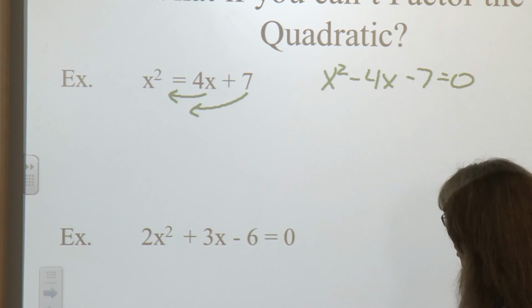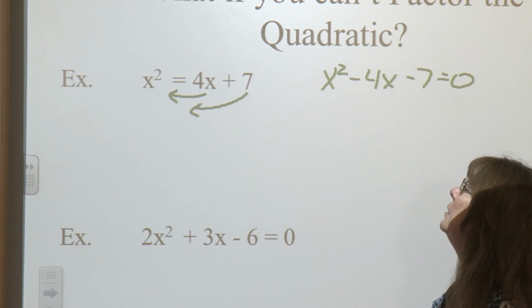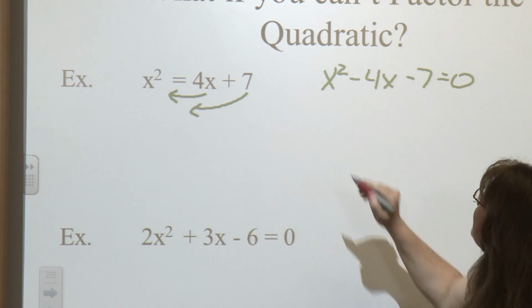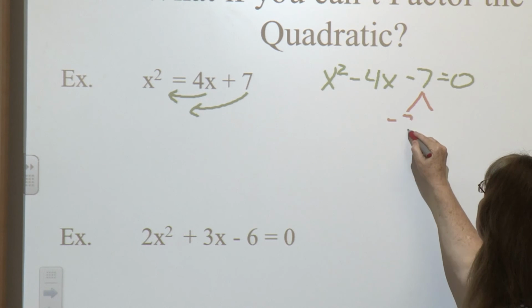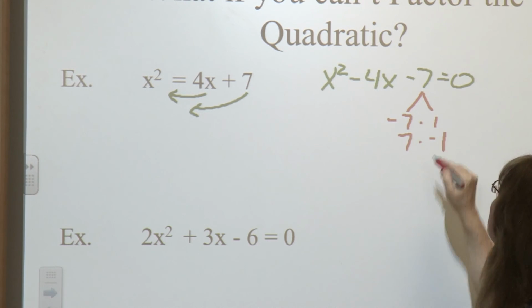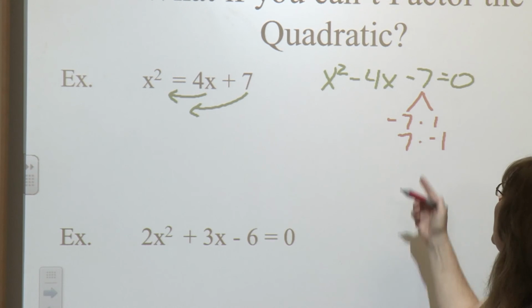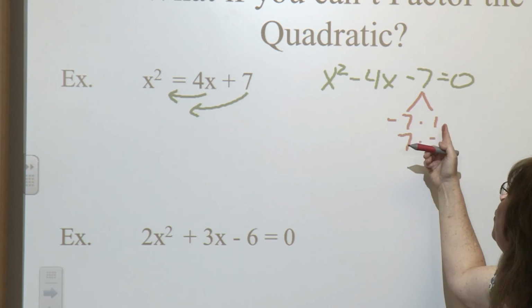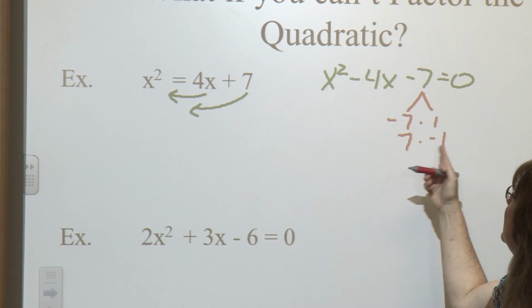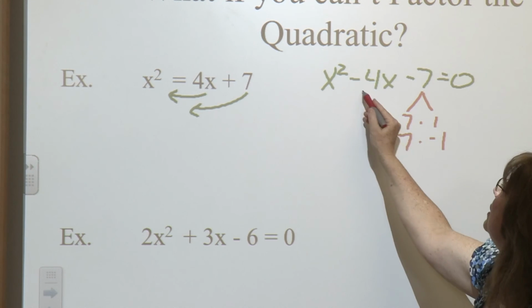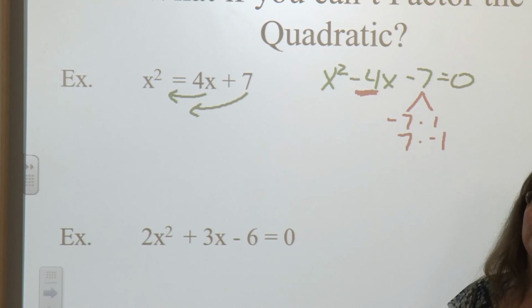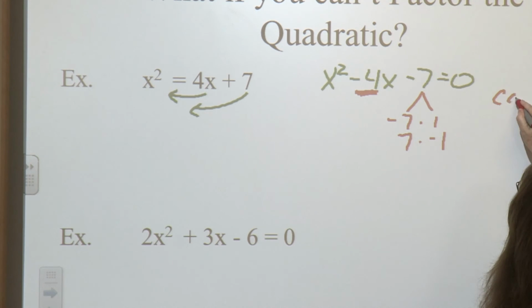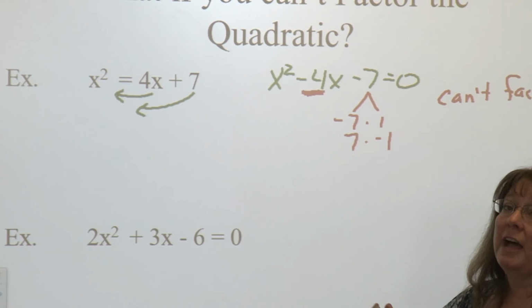I'm going to again look for factors of negative 7, because this is an x squared term. The only factors that you have for negative 7 are negative 7 and 1 or 7 and negative 1. 7 is a prime number, that's it. And if I add these together, the first set gives me negative 6, the next set gives me positive 6, none of them give me a negative 4. If you list all the possibilities and none of them work, you know this one can't be factored. Now that doesn't mean we can't solve it, but we can't factor it to solve it.